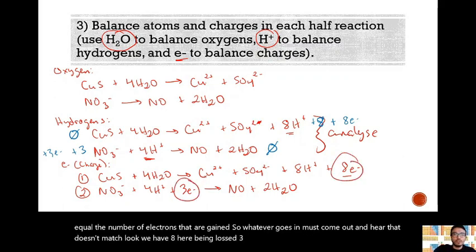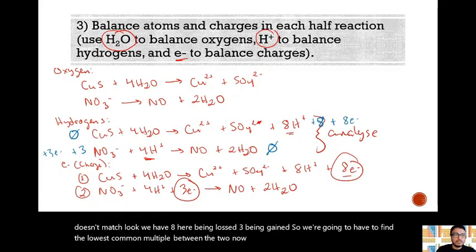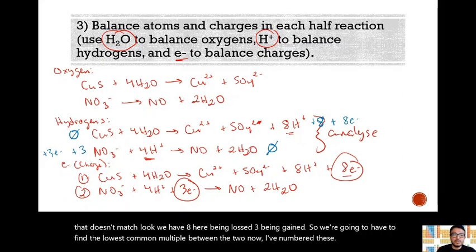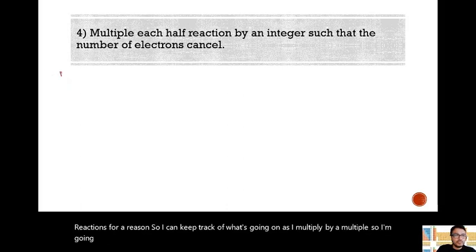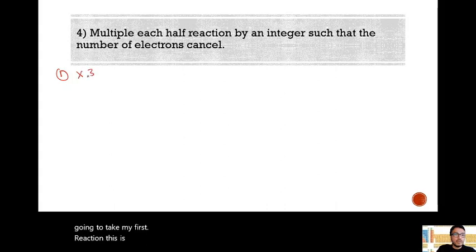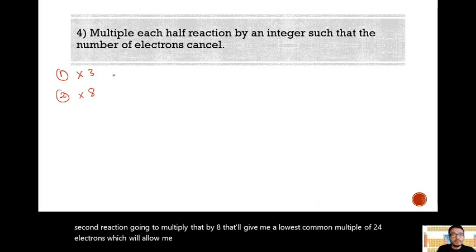So we're going to have to find the lowest common multiple between the two. Now I've numbered these reactions for a reason, so I can keep track of what's going on as I multiply by a multiple. So I'm going to take my first reaction, this is the oxidation, and I'm going to multiply that by 3. I'm going to take my second reaction and multiply that by 8. That'll give me a lowest common multiple of 24 electrons, which will allow me to then cancel them out.